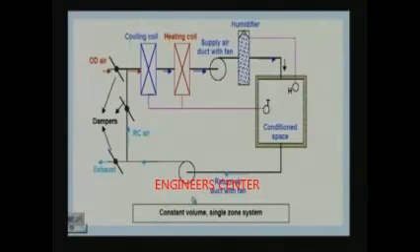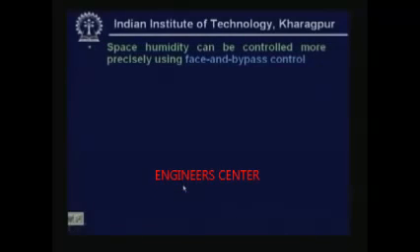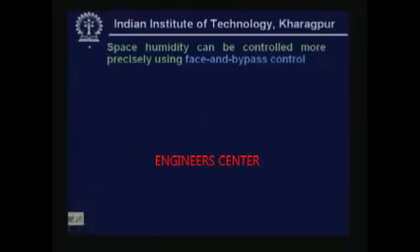It is generally observed that space humidity can be controlled more precisely using phase and bypass control. It is difficult to control the space humidity, particularly in summer, using cooling coil control alone.